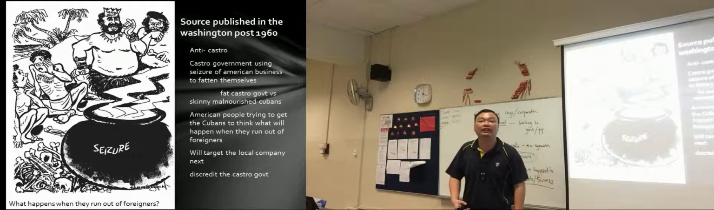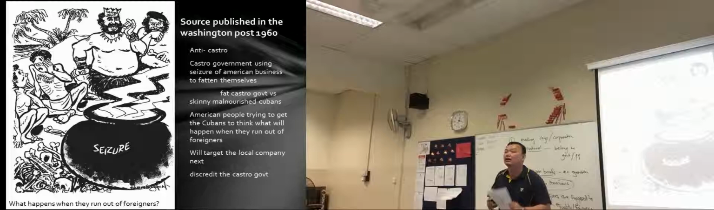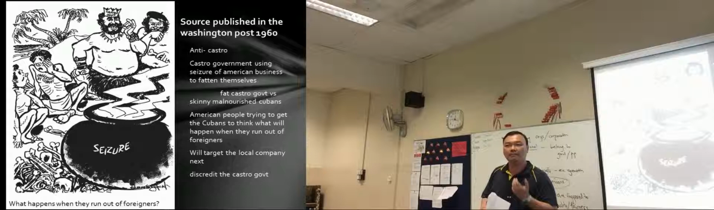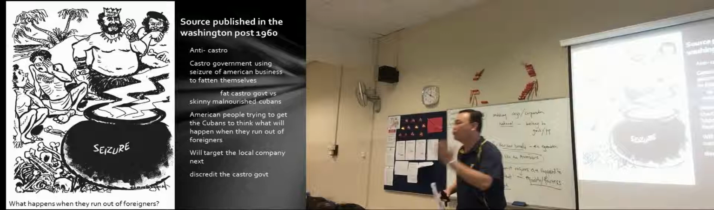Okay, so this is very clear. Whose perspective is he trying to put across again? Whose perspective is he trying to show? Whose perspective? American perspective. Very good. He's trying to put across the American perspective. And because of this whole American perspective, he is trying to be pro-American.